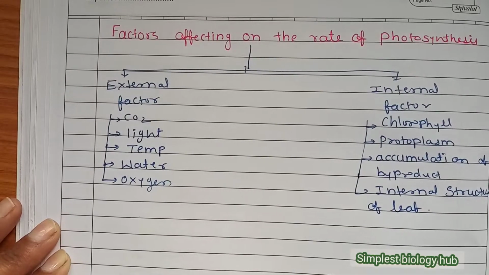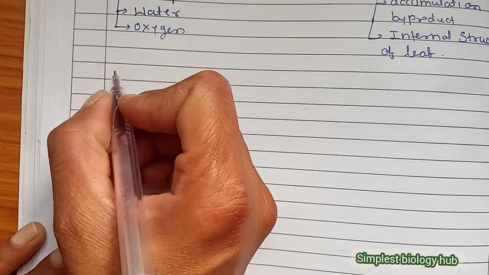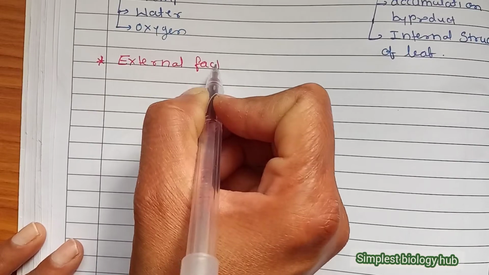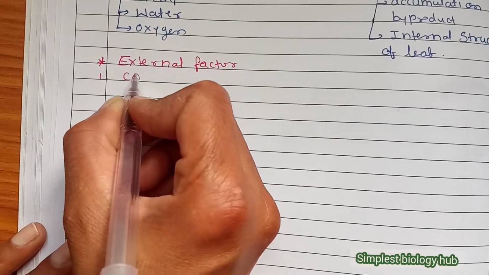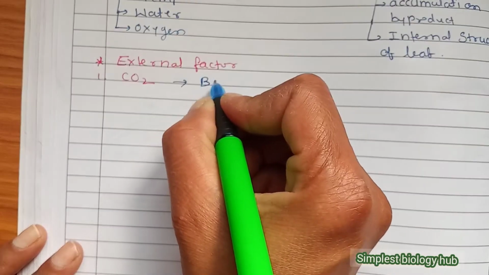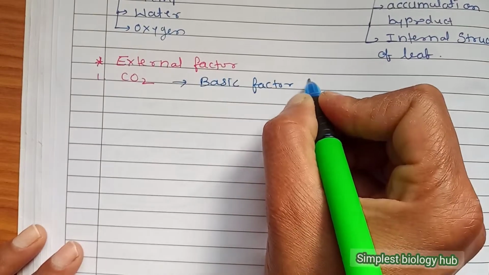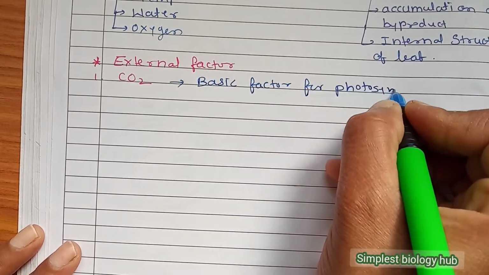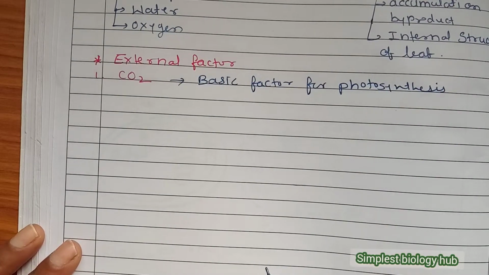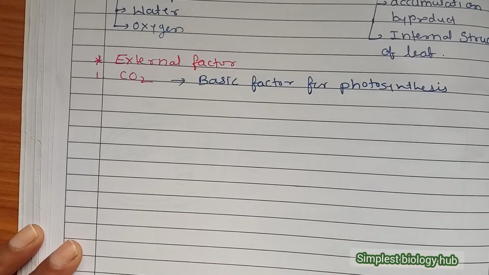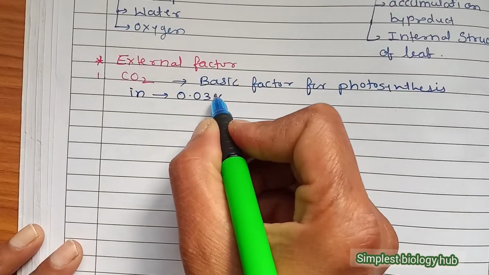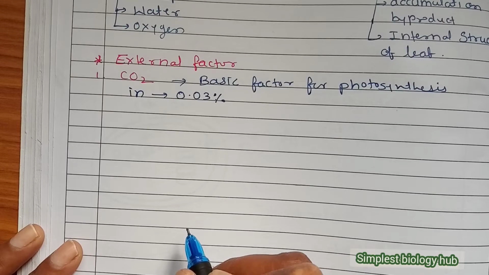Now we talk about one factor at a time. Firstly, we talk about the external factors, and from the external factors the first factor is carbon dioxide, CO2. Carbon dioxide is the basic factor for photosynthesis, or we call it the basic raw material of photosynthesis. If carbon dioxide is not there, then the rate of photosynthesis is directly affected, but in the environment the concentration of carbon dioxide is 0.03%. So it is already in very low concentration.